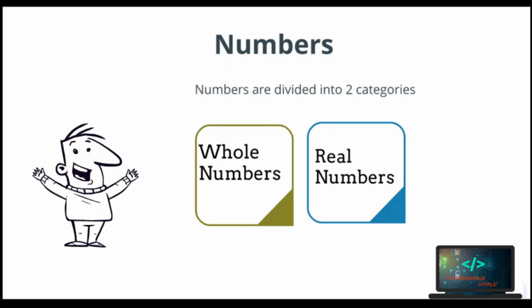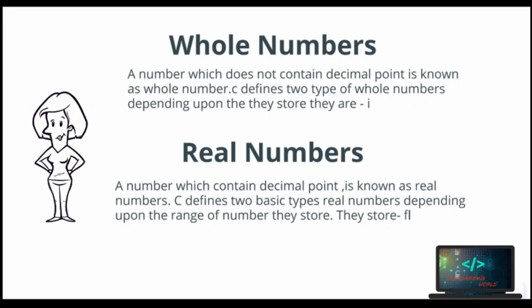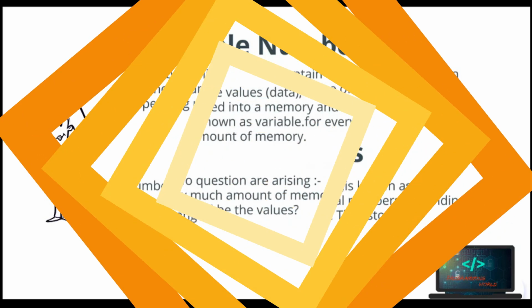Fourth one is numbers. Now numbers are divided into two categories. First one is whole numbers and second one is real numbers. Whole numbers. A number which does not contain decimal point is known as whole number. C defines two types of whole numbers depending upon the store integer. Real numbers. A number which contains decimal point is known as a real number. C defines two basic types of real numbers depending upon the range of number they store, floating point number.